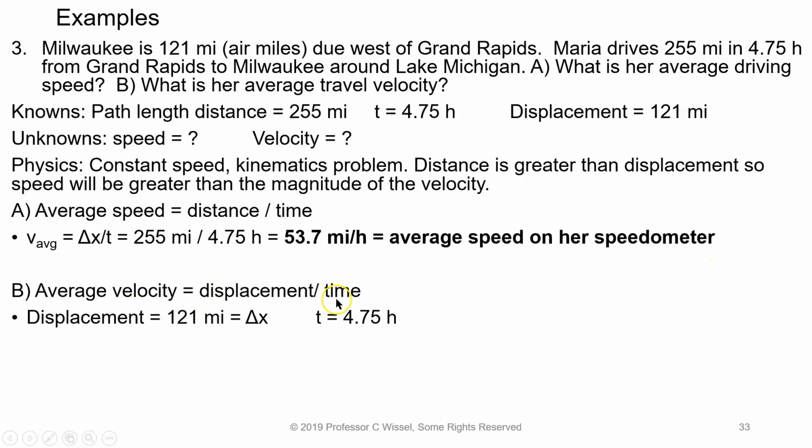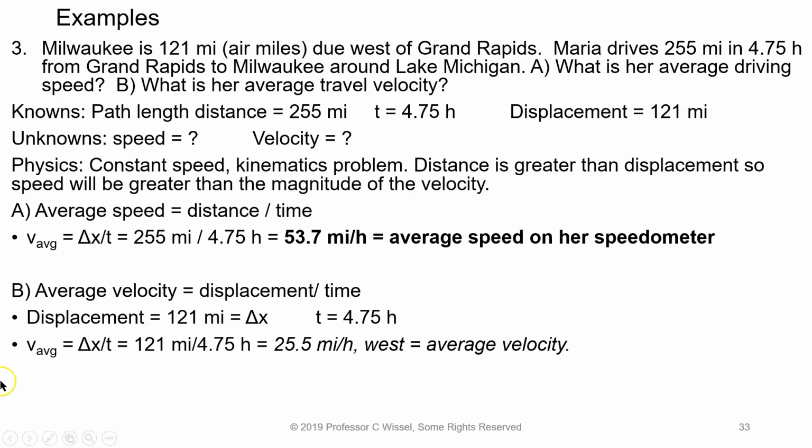Now, the average velocity is displacement divided by time. Displacement would be 121 miles, and that would be delta x, and t would be 4.75 hours. So V average is 121 miles divided by 4.75 hours, or 25.5 miles per hour west. It has to have a direction because it is a vector.